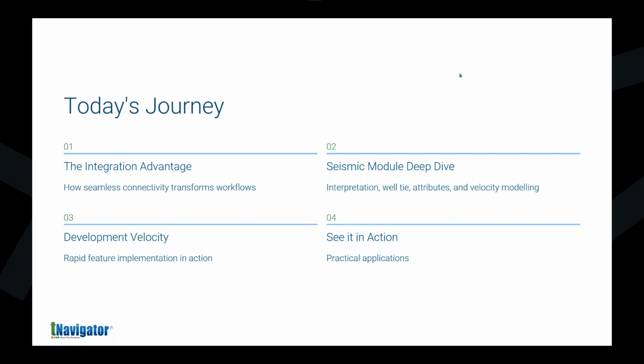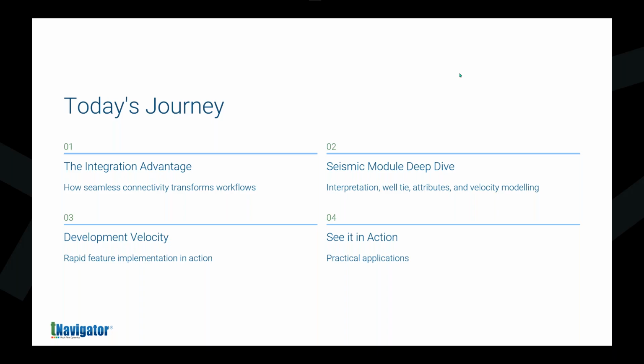Then we're going to check the seismic module and see the core geophysics workflow that we have, from seismic interpretation, seismic well tie, attributes, and velocity modeling. We like to call these the core geophysics workflow. So I'm going to go into detail on that.